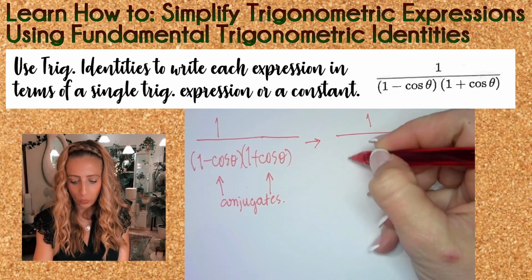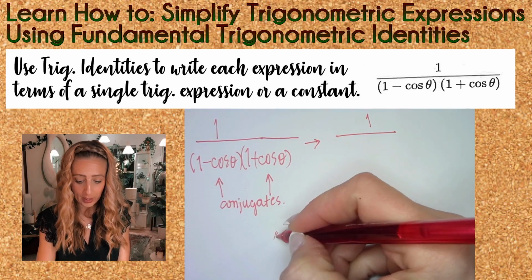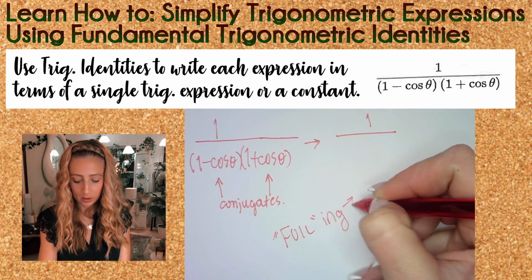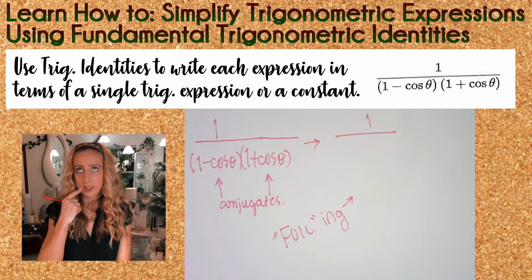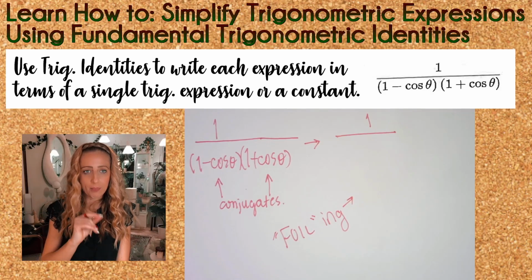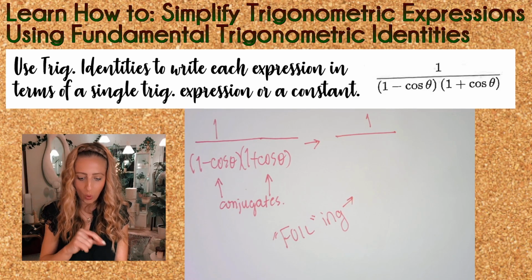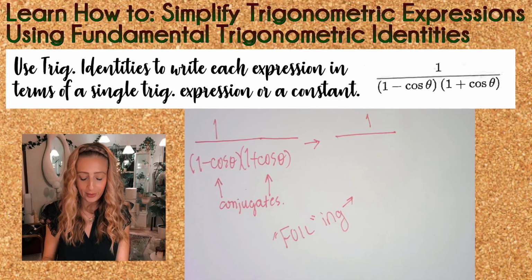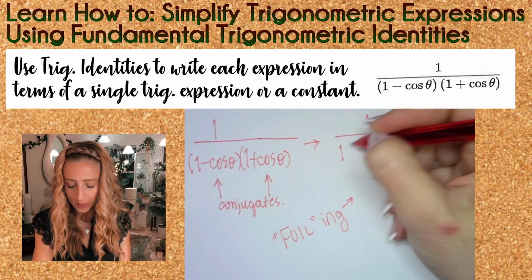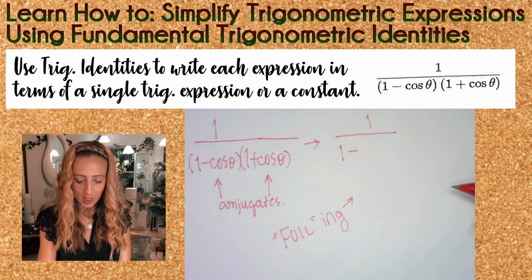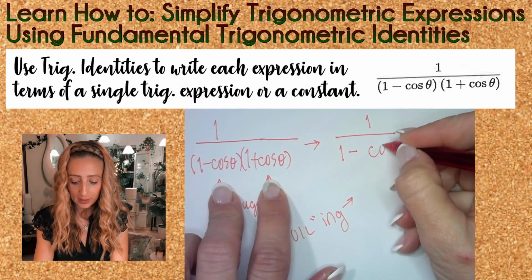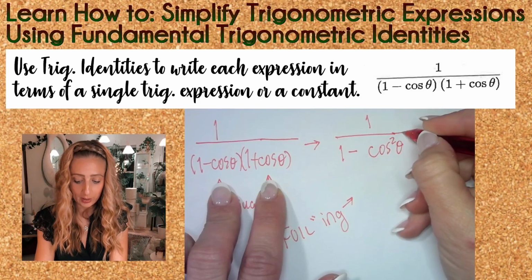So I will have 1 over, I'm foiling, for lack of a better word, because I could already foresee that it will become 1 minus cosine squared. And that is part of the rearranged Pythagorean identity. So 1 times 1 is 1. Outer is positive cosine theta. Inner is negative cosine theta. Last times last is minus cosine squared theta.